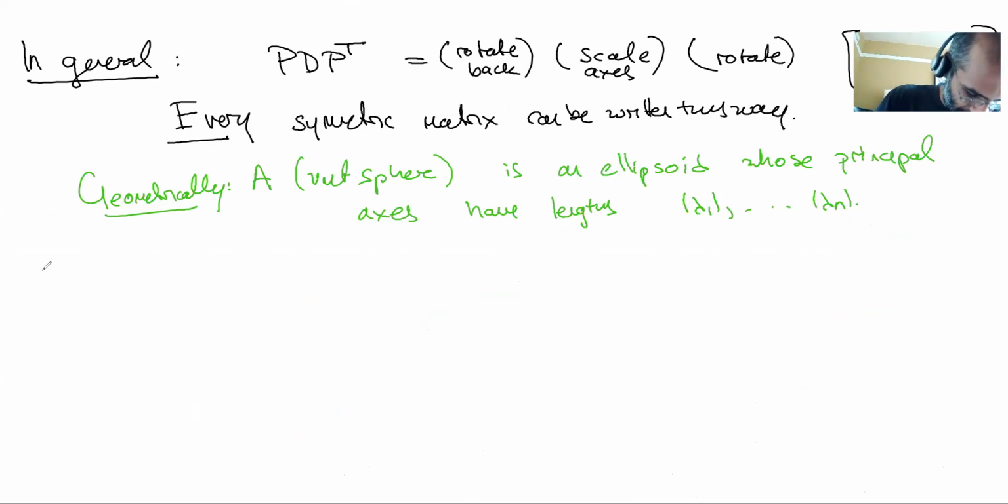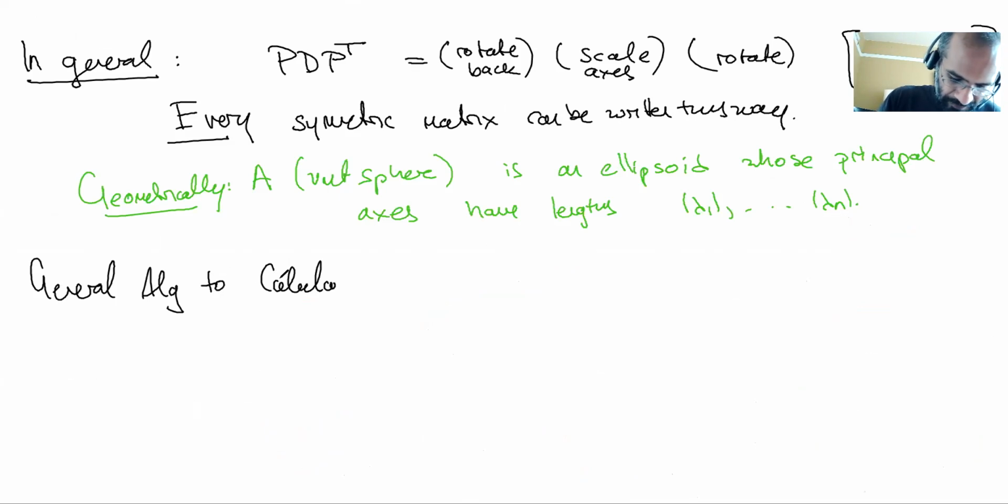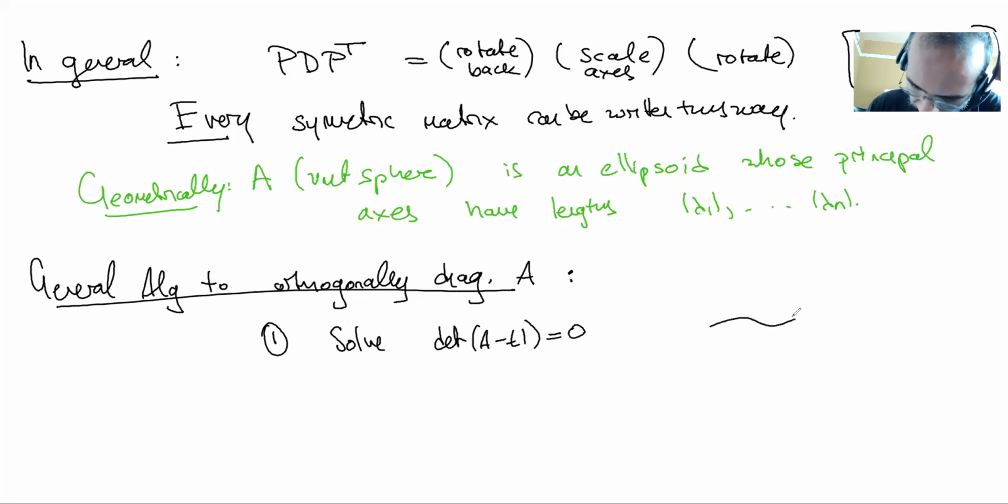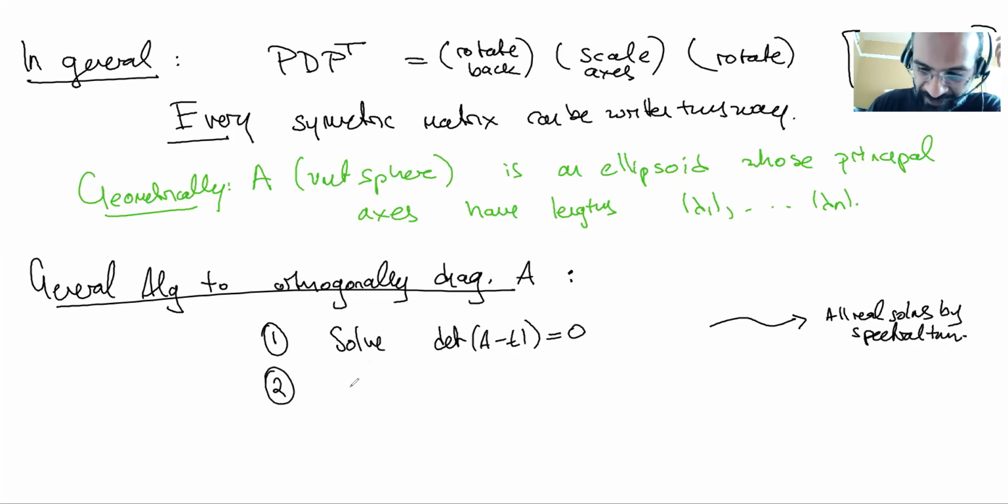And how to calculate is easy. So the general algorithm to orthogonally diagonalize a symmetric matrix A. Well, just diagonalize it, right? So solve the characteristic equation, and you know this will have all real solutions by the spectral theorem. And then find bases for the eigenspaces. Just as before, this is just row reduction.